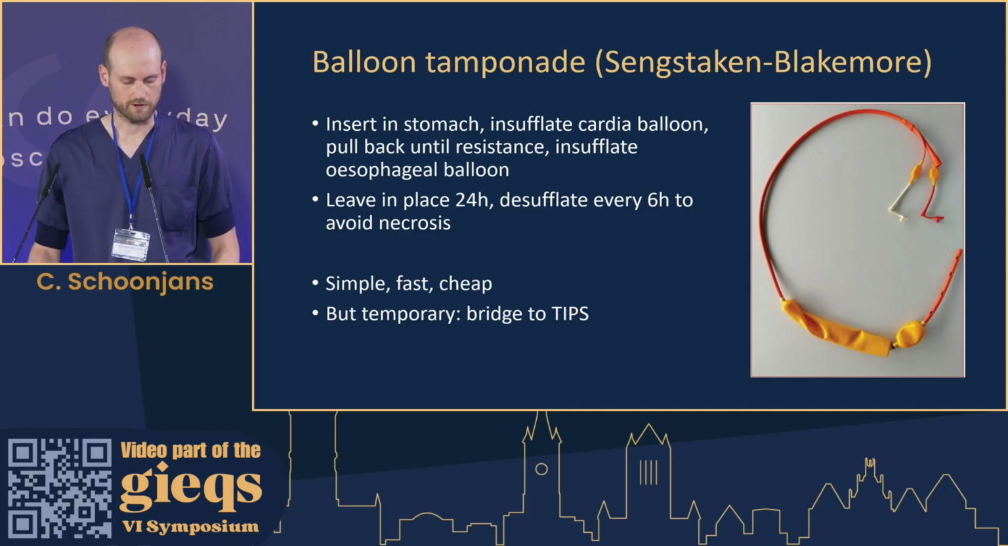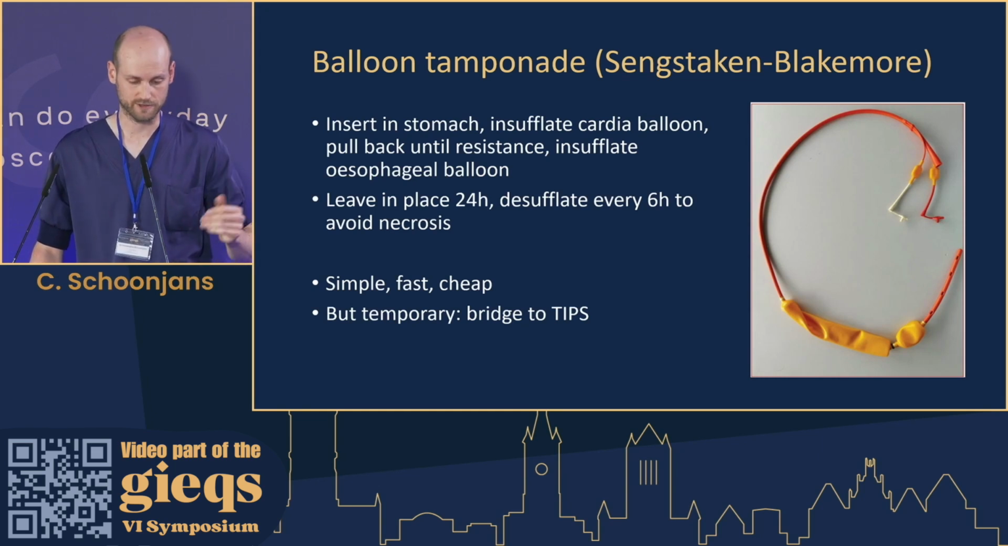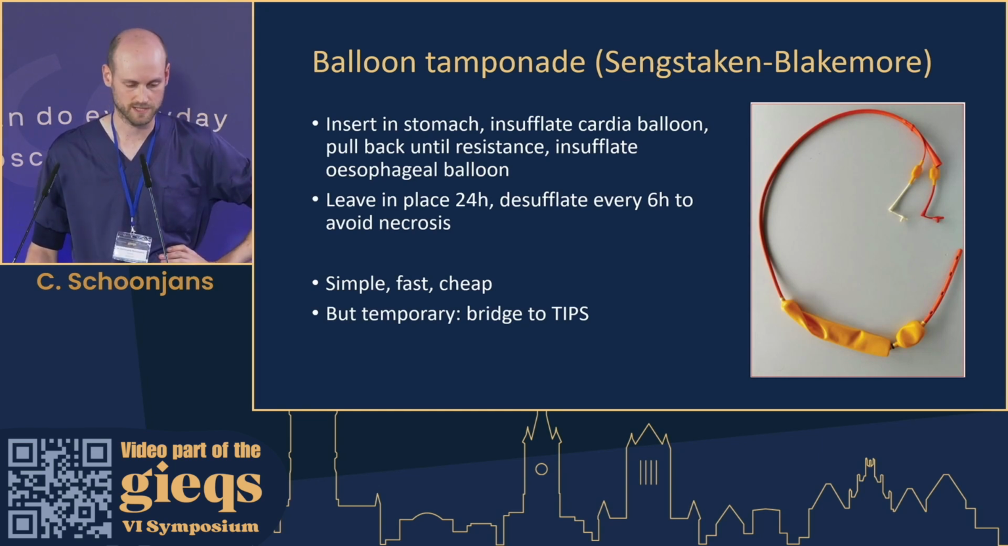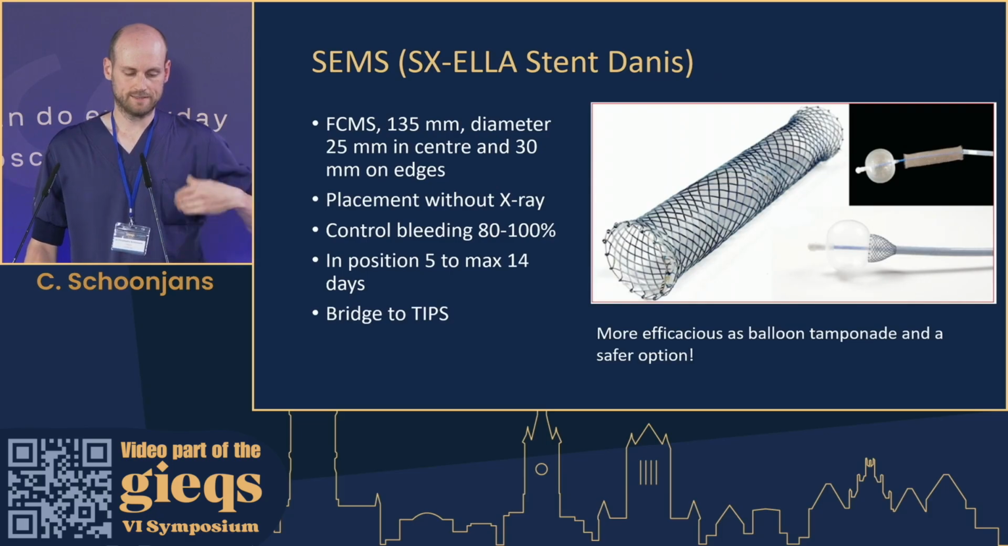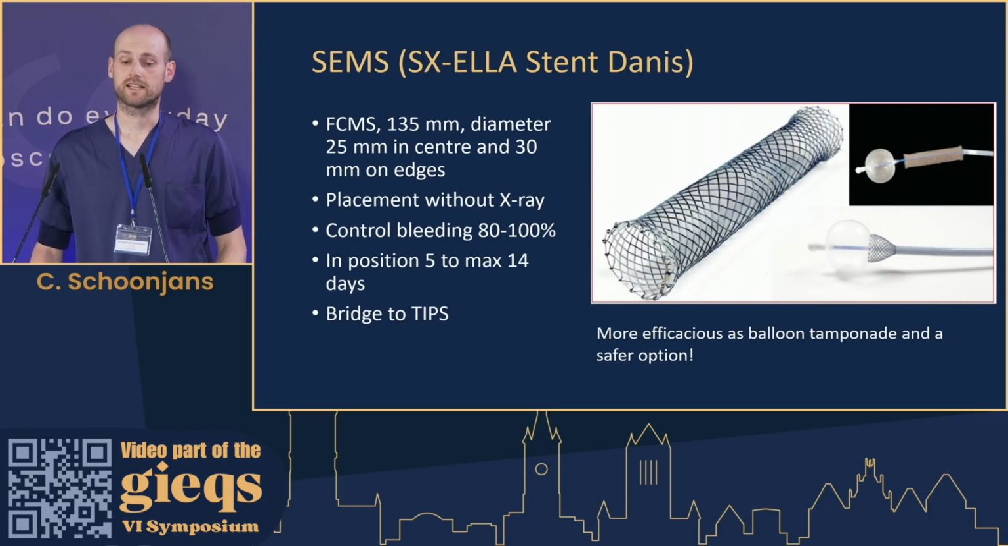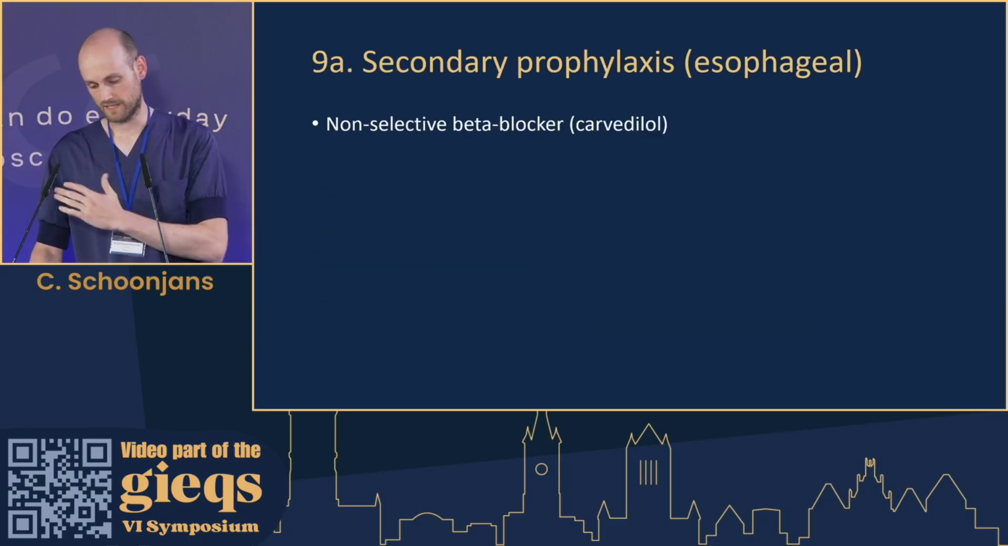This exists for a very long time. It can only stay in place for 24 hours. You want to desufflate this from time to time to avoid necrosis. We have the self-expandable metal stent now. This is placed without X-ray. This is more efficacious than a balloon tamponade and also a safer option. It controls the bleeding very well. It can also stay in position longer, 7 days, 5 to 14 maximum. But there's also a bridge to that salvage TIPS.